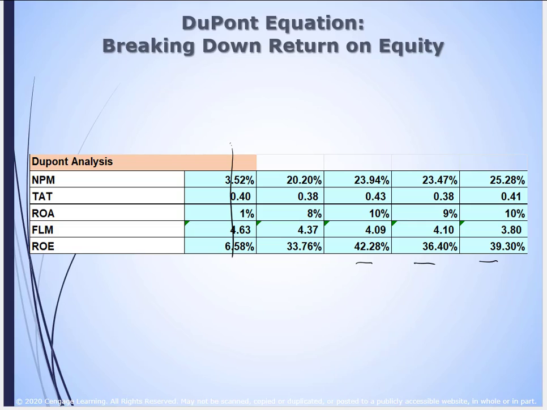So how can this company improve? Again, can they make this number go up? Can they become more efficient? Can they find a way to increase the leverage of the company? If they can increase any or all of those things, we should see an increase in the return on equity for the firm.